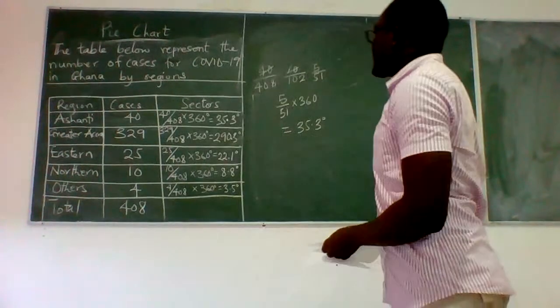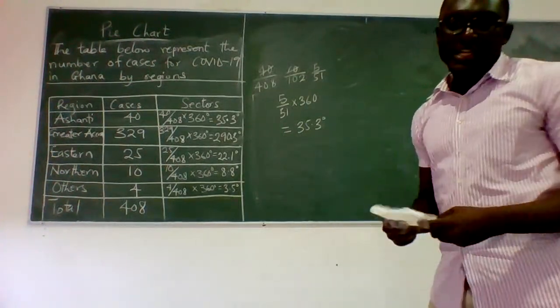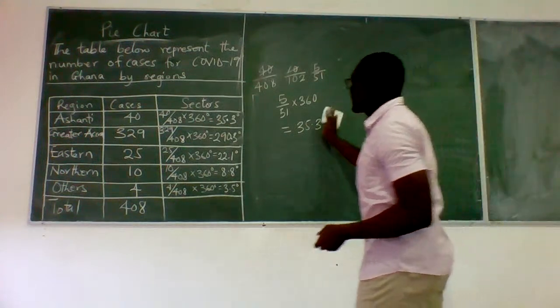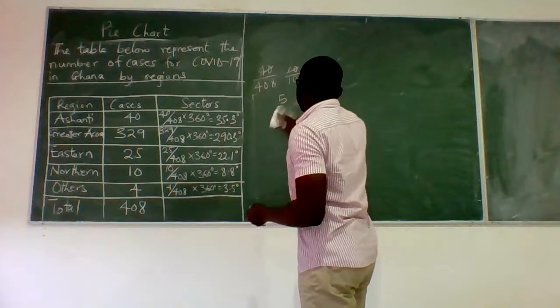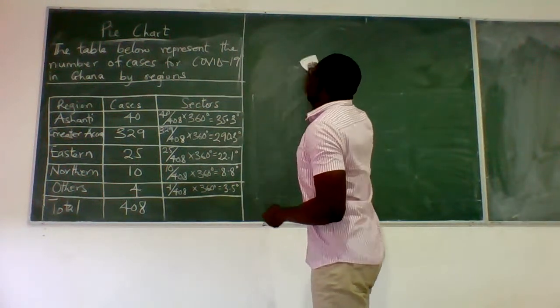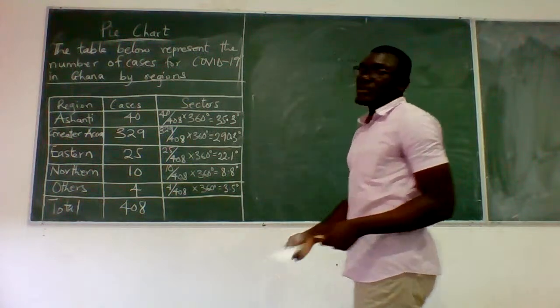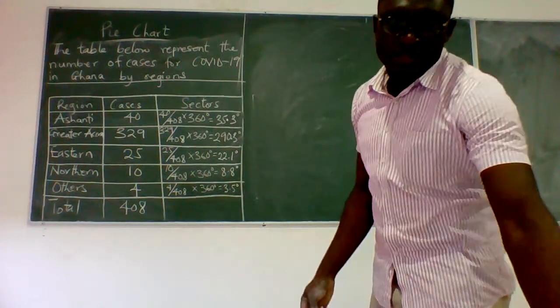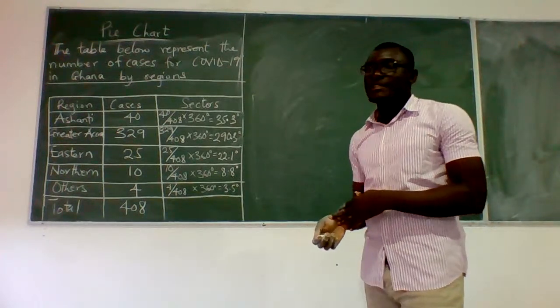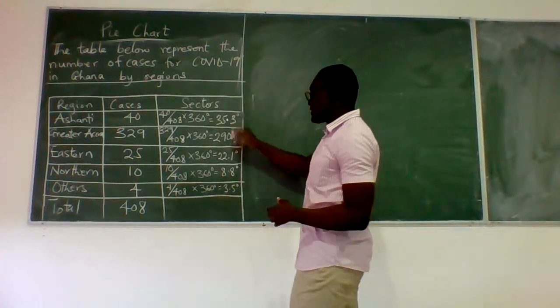So like I said, every time you are done calculating your sectors, you are supposed to check to see if your total will give you exactly 360 degrees. If it doesn't give you that, it means you can't represent it in a circle, because the circle you are going to divide should give you 360 exactly. So let's try and see.